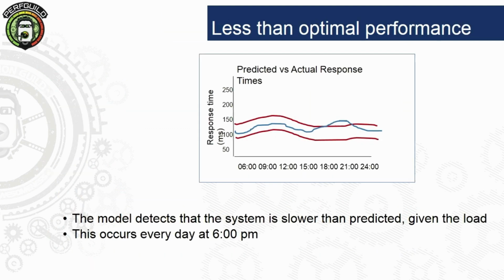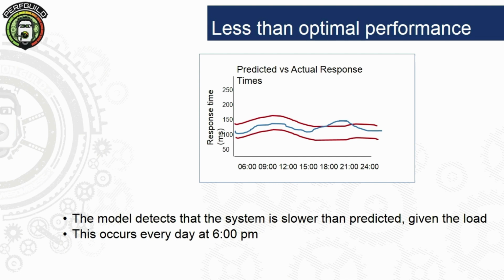The next use case is to detect less than optimal performance. I was running the model to monitor a production site when I noticed that every day at 6 p.m., the site was slower than the model predicted. It wasn't very much, just 50 or 100 milliseconds or so. And this type of deviation wouldn't typically be noticed by the normal type of production monitoring, which is usually based on SLA thresholds. It's just too small. It's not a major issue.